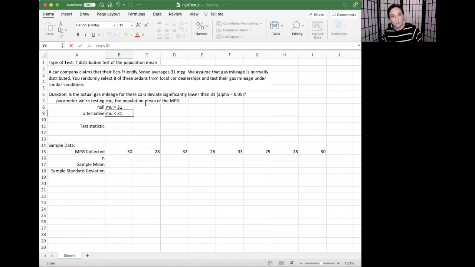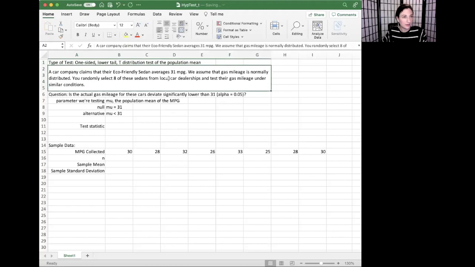We can do a test whether it's deviating significantly one way or the other if we wanted to do a two-sided test. But in this case, I believe the appropriate thing to look at is we're interested in testing their claim that it's 31. Well, we're interested if it's lower than 31. Again, because if it's higher, great, it's plenty eco-friendly, right? In this case, we're concerned with whether or not it is lower than 31. So now we have a one-sided lower tail t-distribution test of the population mean, right? So that's the type of test we are doing here.